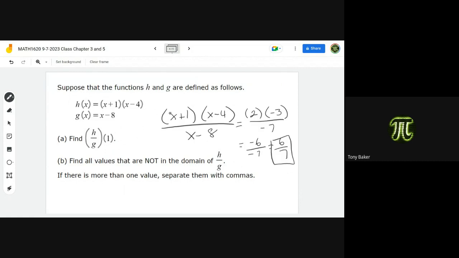Now, when we put them together, however, I do have to look at what's going to make the bottom 0 in this case. So in this case, that is x equals 8. So 8 will make my denominator 0. So 8 is not a member of my domain. So x does not equal 8. Okay.